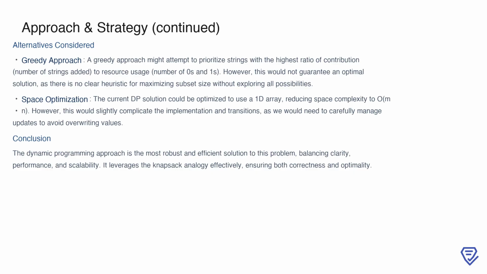By using a 1D array instead of a 2D table, we can reduce the space complexity to O(n). However, this introduces additional complexity in the implementation, as we must carefully manage updates to the array to avoid overwriting values prematurely. Ultimately, the dynamic programming approach remains the best choice due to its balance of clarity, efficiency, and scalability. It effectively uses the knapsack analogy to ensure both correctness and optimality, making it the most reliable solution for this problem.